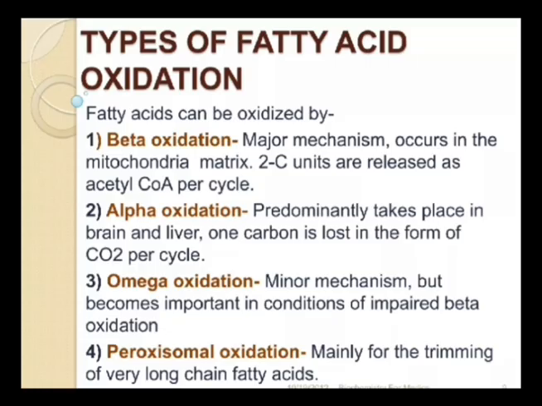2. Alpha oxidation predominantly takes place in brain and liver. 1 carbon is lost in the form of CO2 per cycle. 3. Omega oxidation. Minor mechanism, but becomes important in conditions of impaired beta oxidation. 4. Peroxisomal oxidation, mainly for the trimming of very long-chain fatty acids.